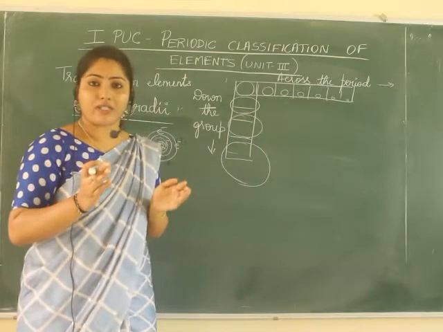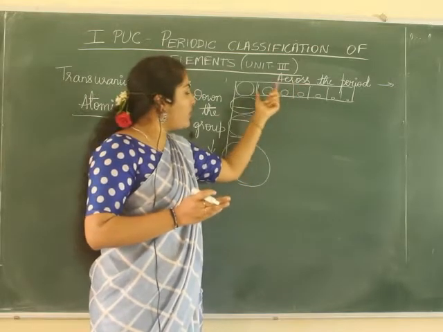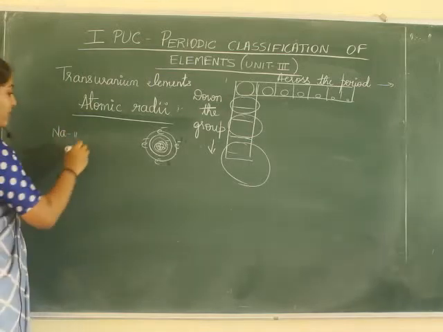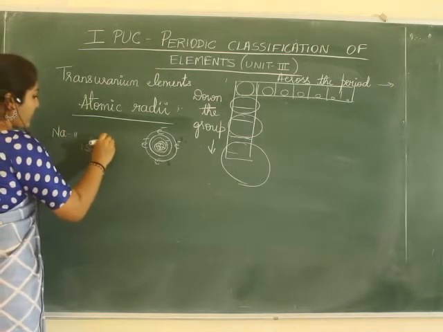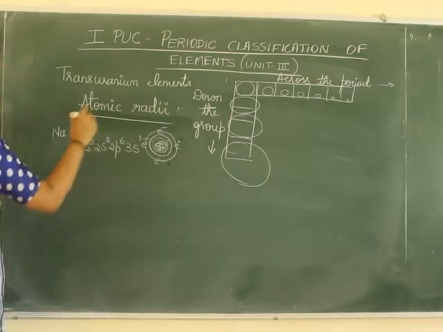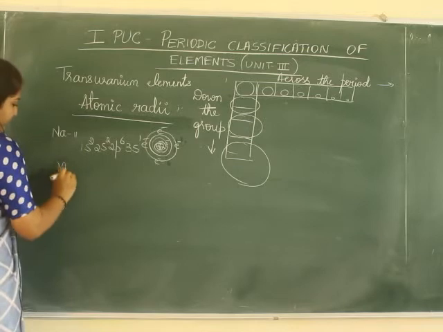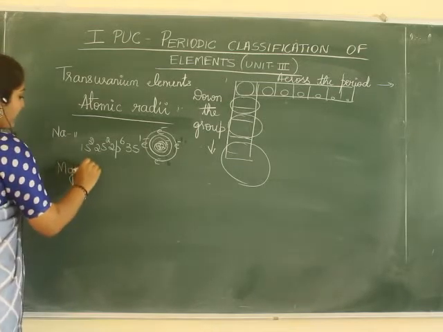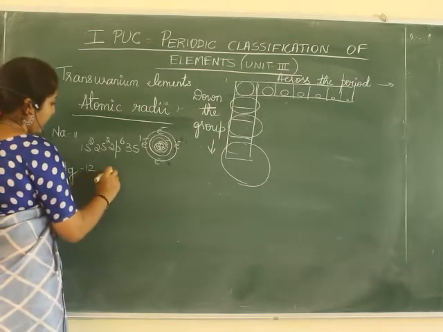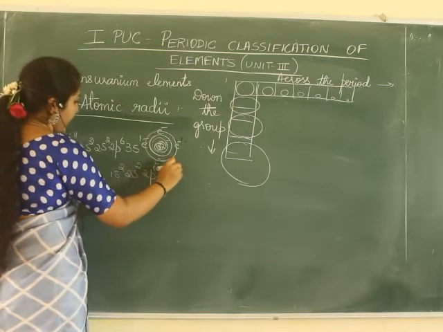Open the periodic table, write the electronic configuration, and check. For example, sodium is 11. How do you write the electronic configuration? 1s2, 2s2, 2p6, 3s1. Next, say magnesium. Magnesium is 12. Here it is 1s2, 2s2, 2p6, 3s2.